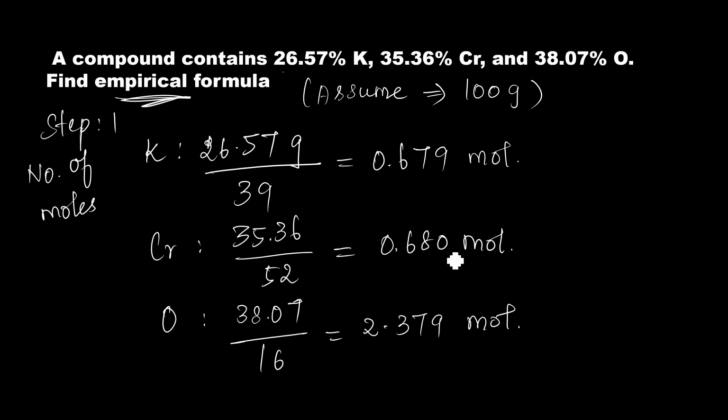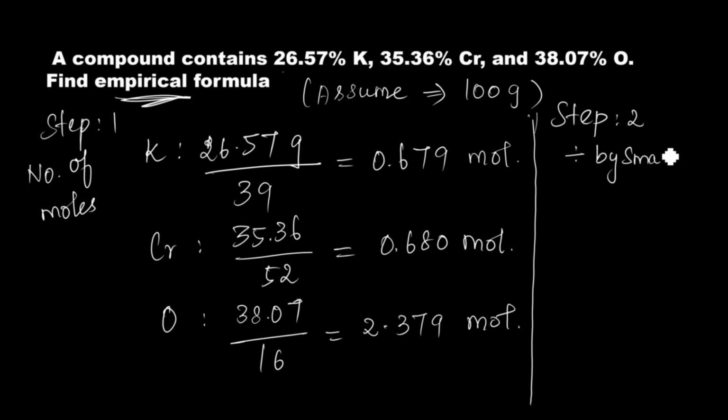As the next step, what you have to do is make it a whole number. For that, I am going to take the smallest number out of these three and divide by it. Divide by the smallest number. Out of here, which is the smallest one? That is 0.679, right? So both are small only. You can take either way.